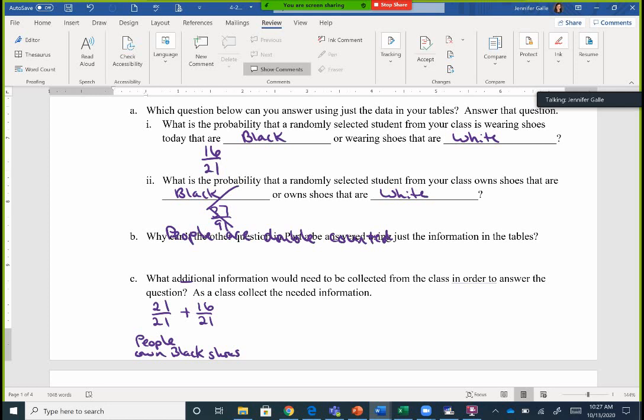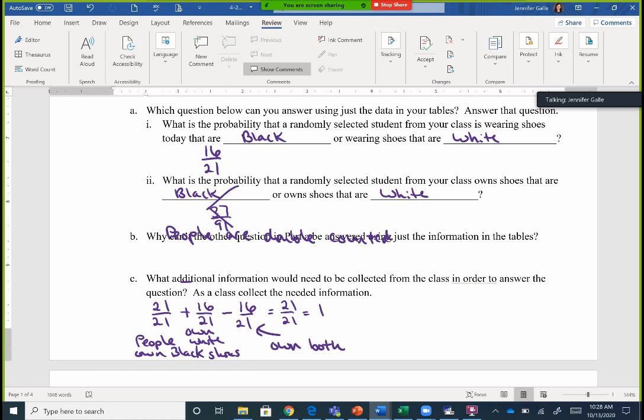So we have to subtract out, this is own white, this is own both. So in our class, to own one or the other, that is 100% happening in here. Because everybody owns black shoes.